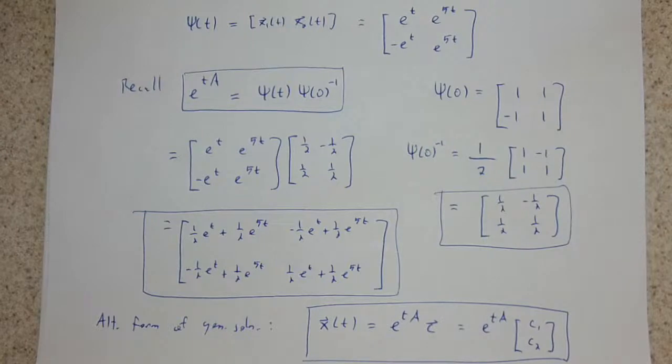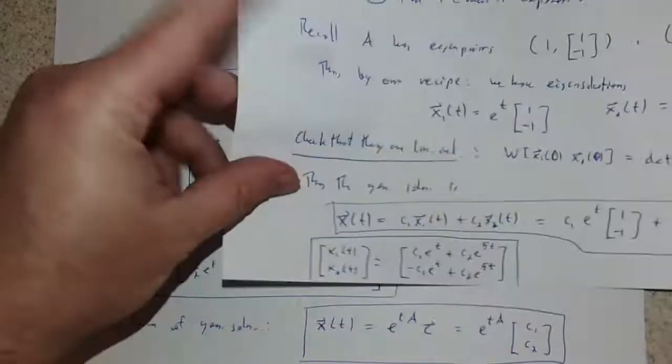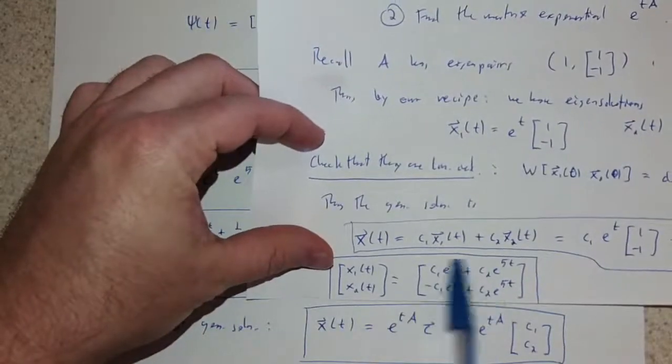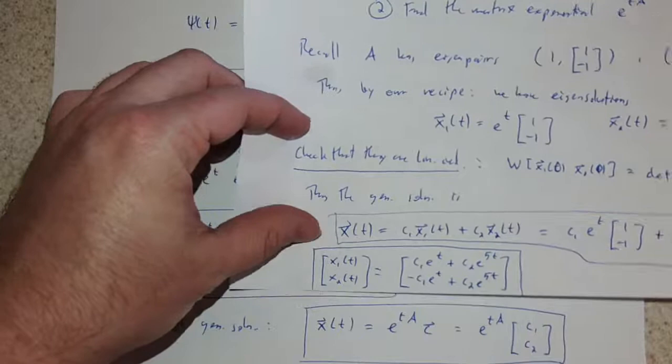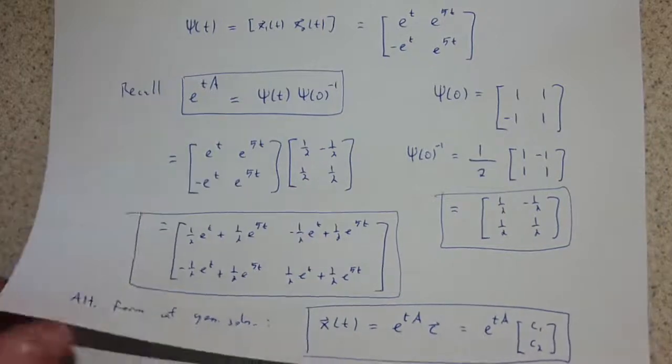Okay, this here, if you do this matrix multiplication, is the same as this. All right. So that is how that works. Let's do another example.